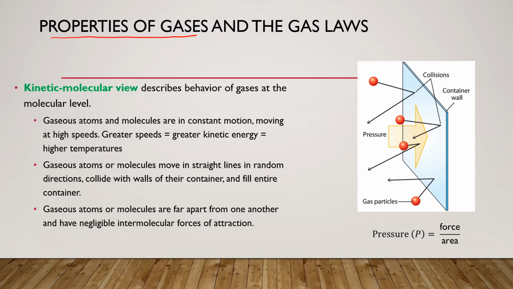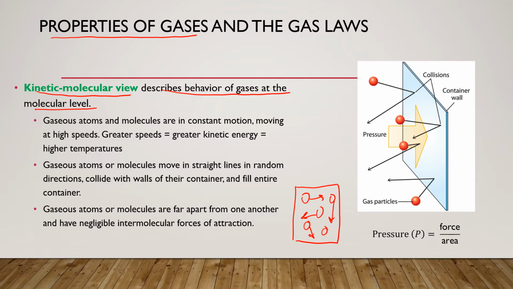So before we examine the macroscopic properties of gases in more detail, let us review the behavior of molecules or atoms at the molecular level. This level is known as the kinetic molecular level. The kinetic molecular view describes the behavior of gases at the molecular level. So if we have any gas inside a container, for example, this is a container and these spherical particles represent molecules or atoms of gas. These atoms and molecules are in constant motion in random directions.